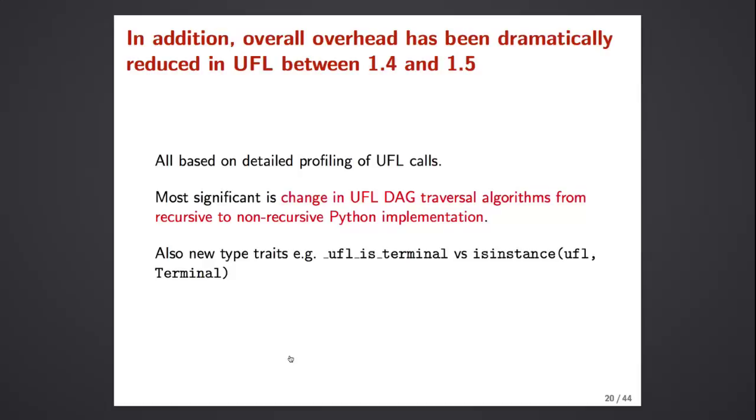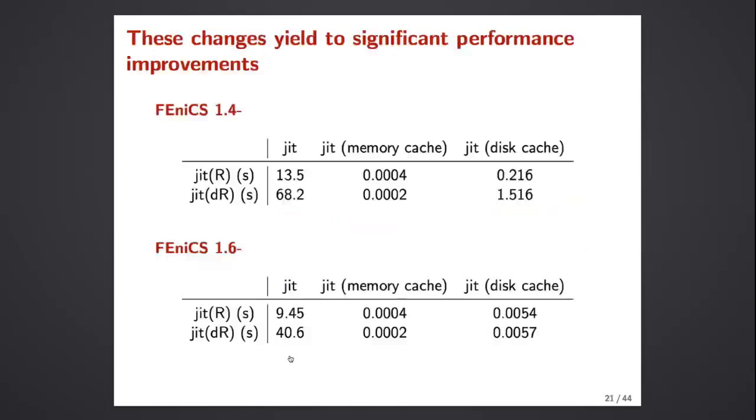Martin also did a number of detailed profiling runs, trying to reduce the overhead in UFL as much as possible. The most significant was the change in UFL traversal algorithms for these so-called transformers, these multifunction algorithms, which is based on moving from a recursive Python implementation to a non-recursive Python implementation, which, according to Martin, accounts for about a factor 10 speedup. Also, there's been quite a detailed amount of profiling here, and just to illustrate, we've added new type traits, such as having an explicit type in UFL as terminal in order to avoid isinstance terminal. So this is quite on the detail level. But the effect is that we get significant performance improvements. What was a bottleneck before is no longer a bottleneck.